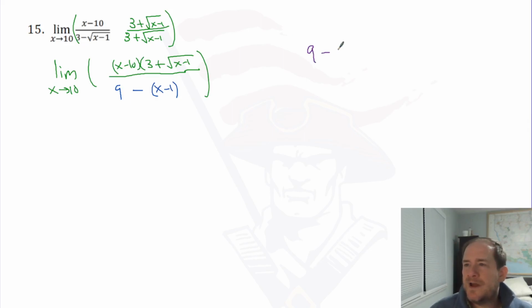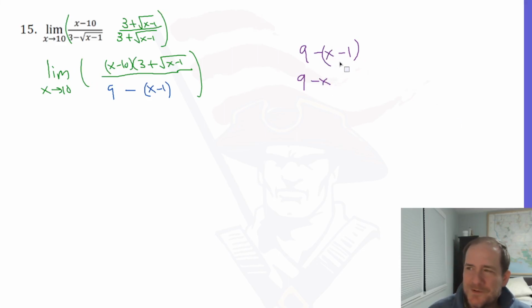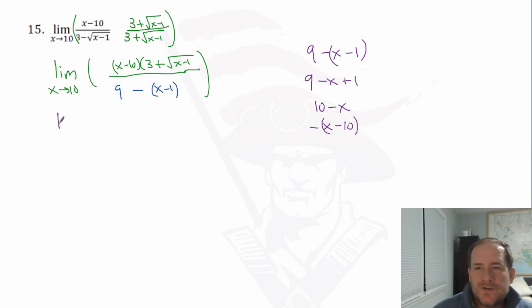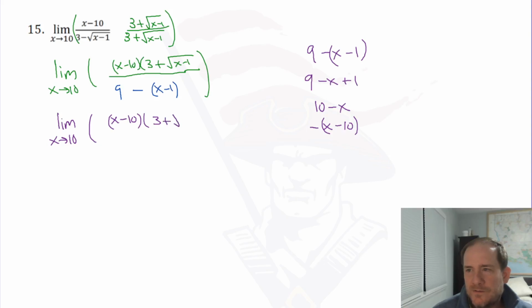9 minus x minus 1, like that, would be a 9 minus an x. Oh yeah, we're just breaking down the parentheses. So plus 1, which would be technically 10 minus x. But I'm sure you noticed that we have an x minus 10 in the numerator, so let's flip these around again, remembering just to make it the opposite of what it used to be. So this is going to be the limit as x approaches 10 of an x minus 10, that's about to get canceled out, times our conjugate, the 3 plus root x minus 1.